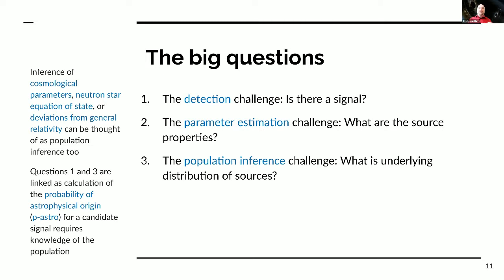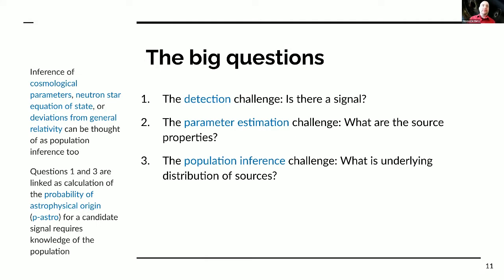We can have aligned spins formed dynamically, just as we could have anti-aligned, and if we see misaligned spins, well, is that evidence of dynamical formation, or have we just seen a rare example of a system formed by isolated evolution which had some big supernova kicks to misalign things, for example? So most of the time we need to use the real power of the entire population to infer what's going on, and population inference is the name often given to this process of using the entire ensemble of observations to see what's going on.